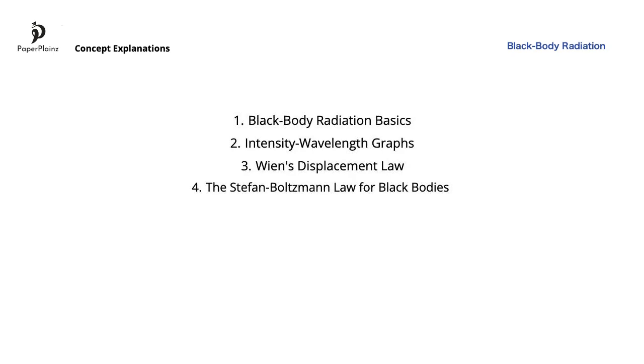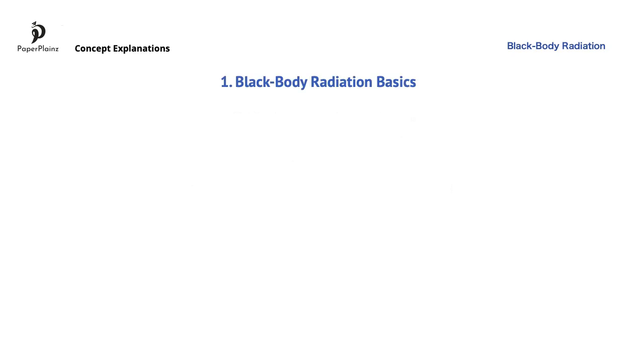Let's see the basics. Earlier, we learned about thermal radiation, which is one of the three ways in which thermal energy can be transferred. We discussed that all objects are able to absorb and emit energy in the form of electromagnetic radiation, in other words, as photons.